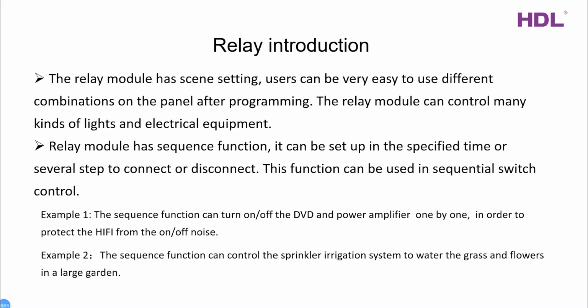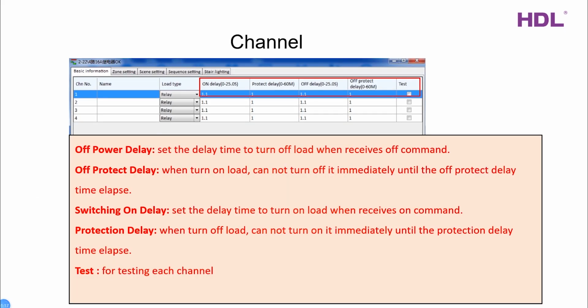For example, the sequence function can turn on and off the DVD and the power amplifier one by one in order to protect the HIFI from the on-off noise. This is the settings for the relay module. So now I will go to the Bussport software to program it.